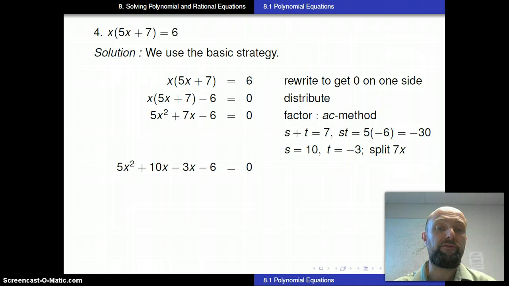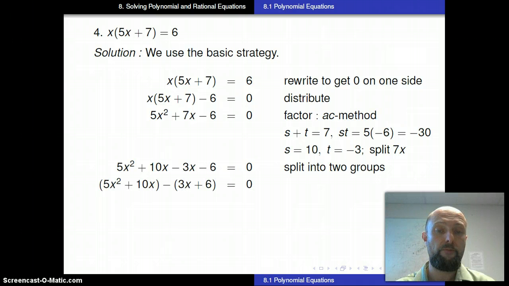Now we continue factoring by grouping, so we split this into two groups. Since our third term starts with a negative sign, we factor out a negative sign out of the second group. Now we factor out the greatest common factor out of each group. For the first group, we have the terms 5x squared and 10x. The greatest common factor is 5x. When we factor out 5x, we are left with x plus 2.